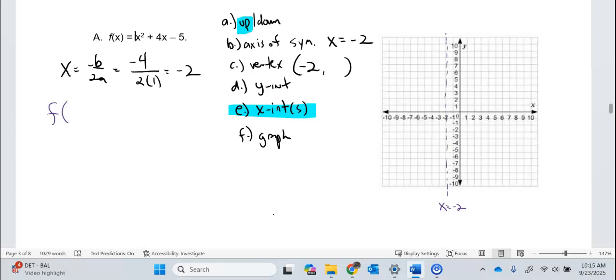Okay, so I'm going to plug in -2 to my function. -2 squared plus 4 times -2 minus 5. And I get 4 minus 8 minus 5. 4 minus 8 is -4. Take 5 away, -9. And here is my vertex, right there. It's going to open up. So I got a pretty decent sketch, but I still need to know when it crosses the y-axis.